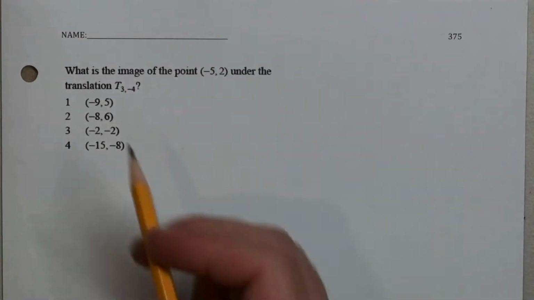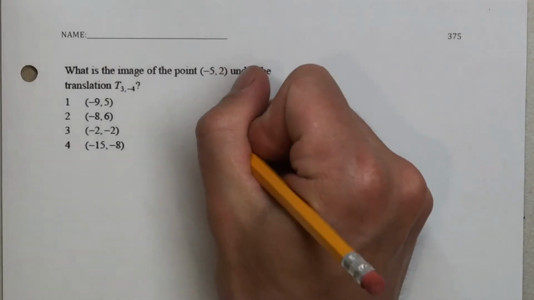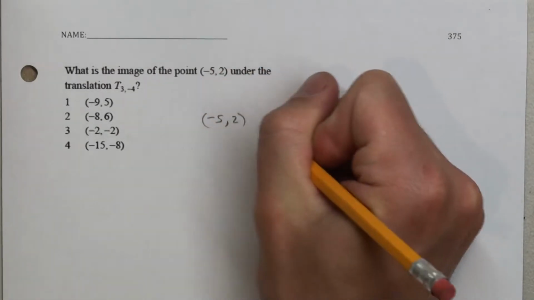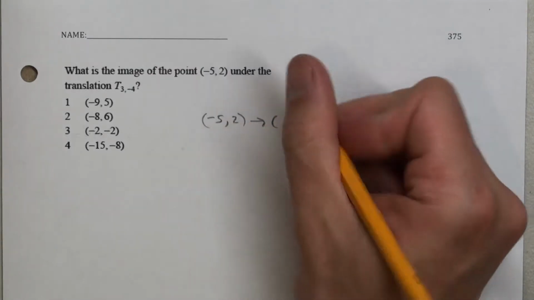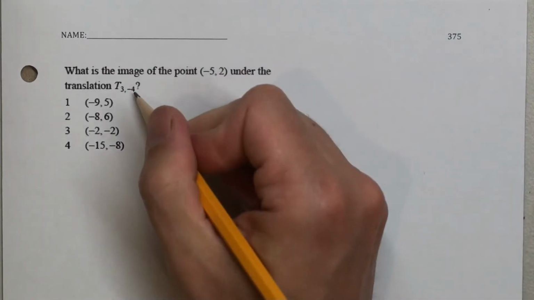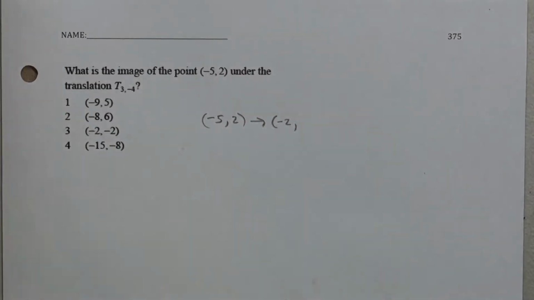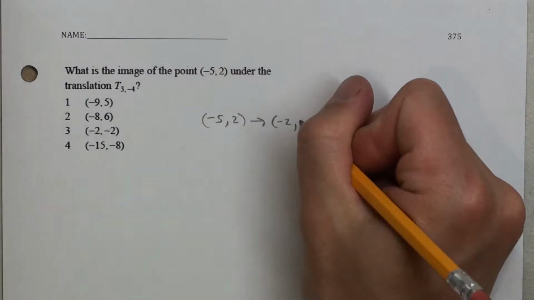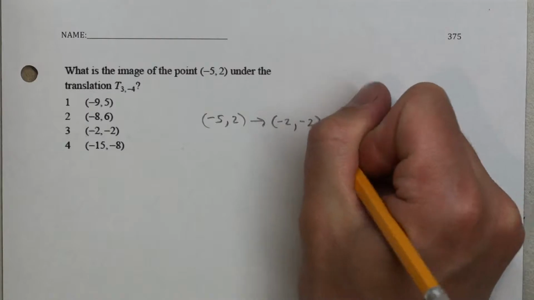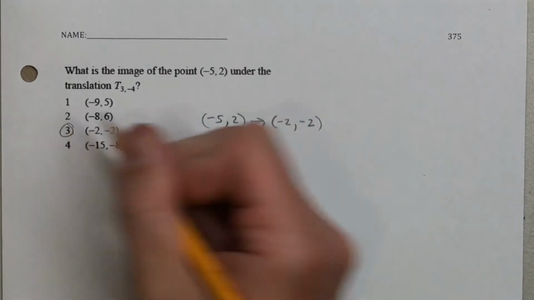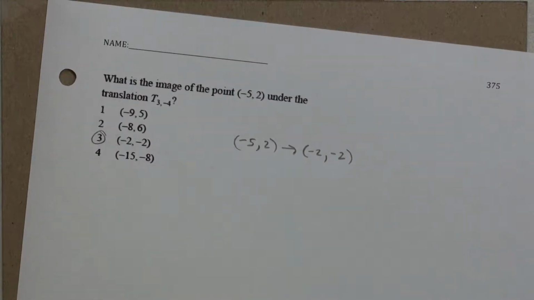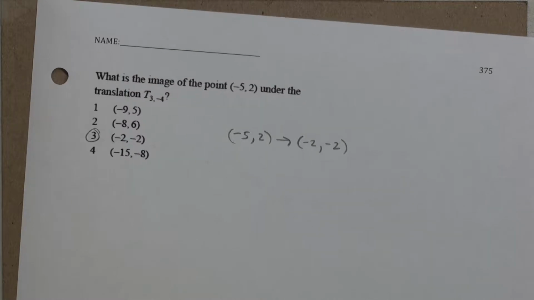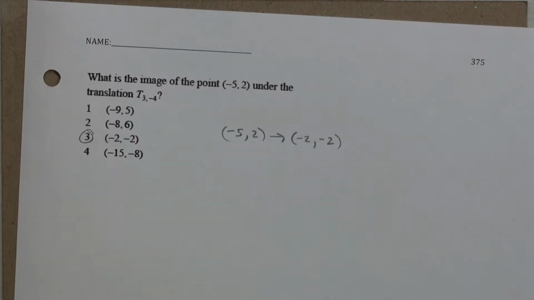Now we have a translation of 3, negative 4, so that would just take this point and we would add 3 and subtract 4. So I add 3 to the negative 5, I get negative 2, and I subtract 4 from 2, and I get negative 2. Choice 3. Yes. Just double checking that.